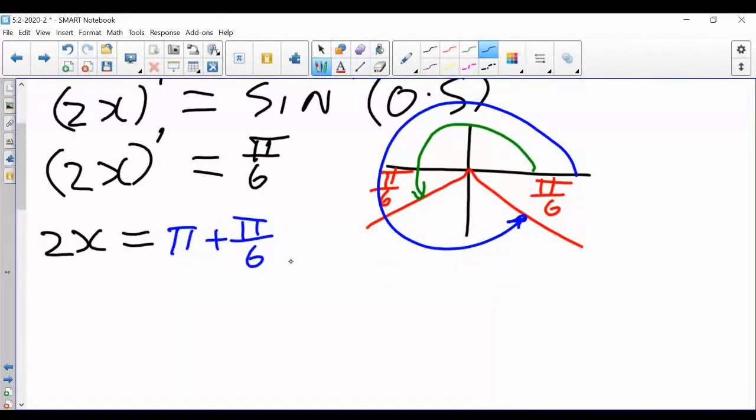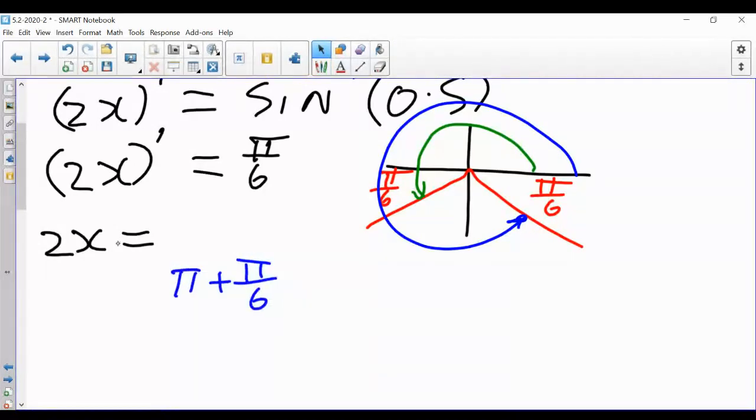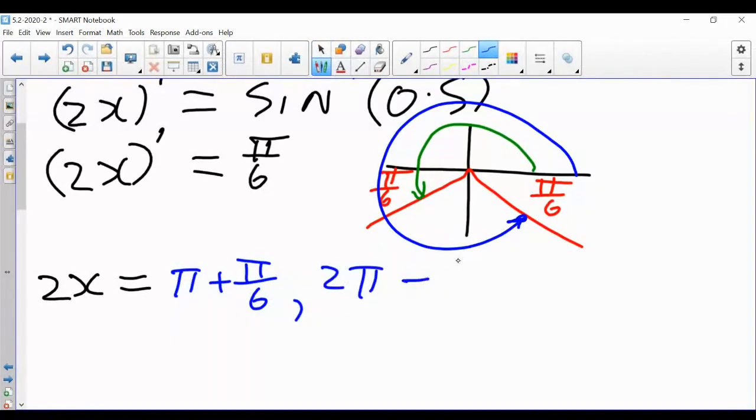And what's the other one? 2 pi minus pi over 6. Good. And the other one is 2 pi minus pi over 6. So in real terms, without having the pi plus and the 2 pi minus, what does it actually reduce to? How about that first one? Well, Christina gave us that a while ago. That was 7 pi over 6. How about the second one?